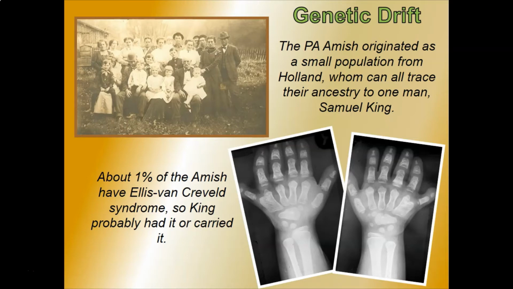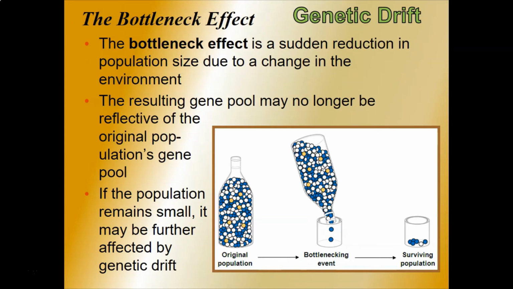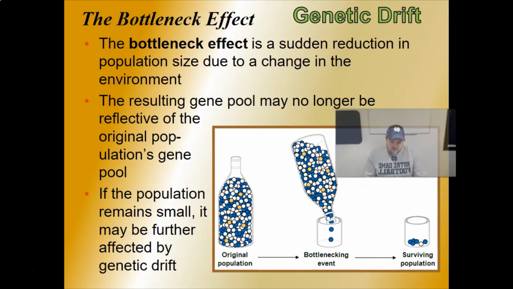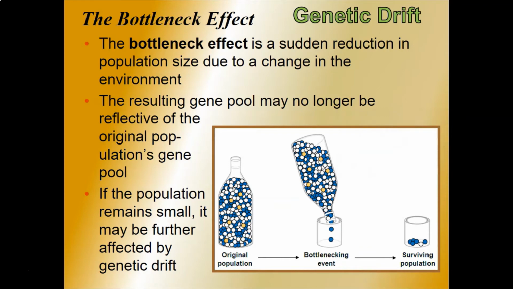Okay. Here's our next one. It's kind of a sad one, the bottleneck effect. And this is a sudden reduction in population size due to a change in the environment. And this could be us as well. Humans have a real problem with perturbing animal populations. We're always destroying different populations and habitats and things like that. And we've bottlenecked quite a few species and made some go extinct as well. So what's going on here? The resulting gene pool may no longer be reflective of the original population's gene pool.